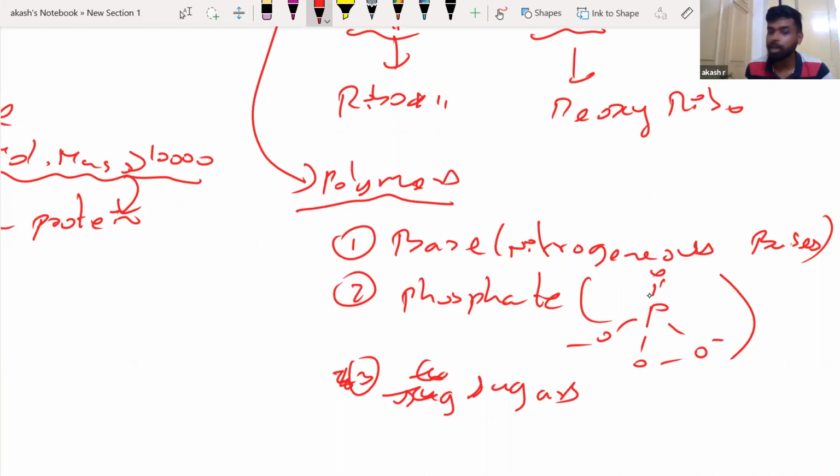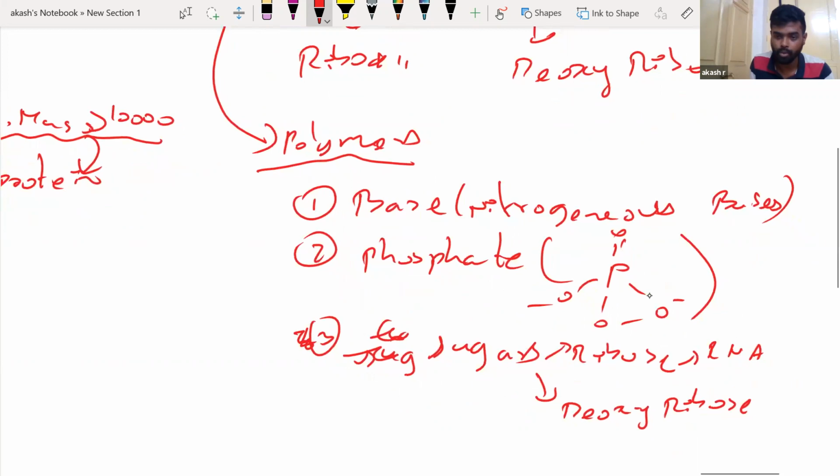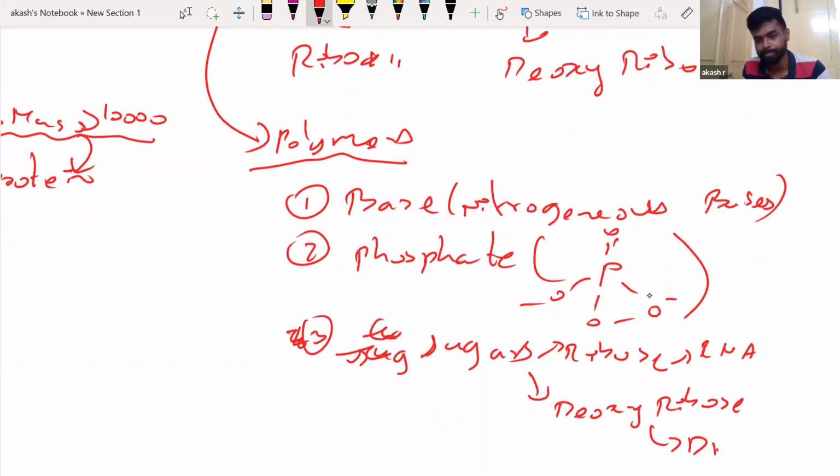Now sugars, we'll come to that. There are only two sugars possible. One is my ribose, the other one is my deoxyribose. I think from the name itself you understand which sugar is going to be there for which nucleic acid, right? Ribose will be there for RNA, and deoxyribose will be there for DNA. Ribose for RNA, deoxyribose for DNA. And phosphate is common for both RNA and DNA.